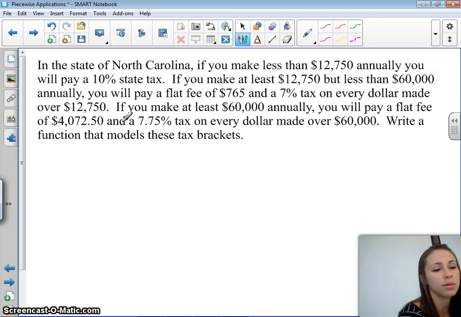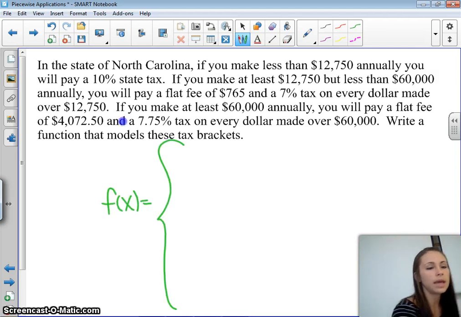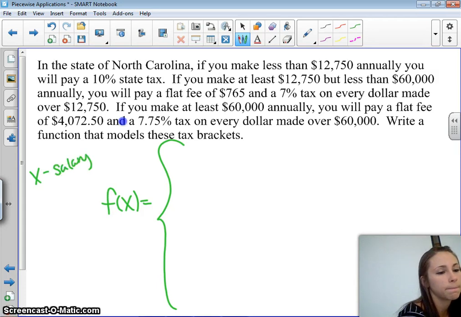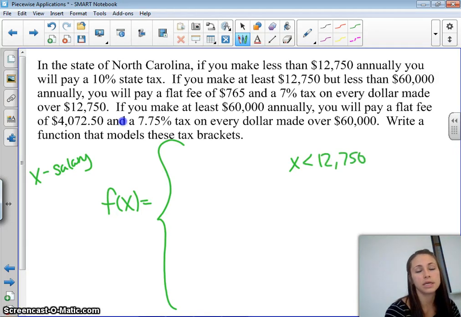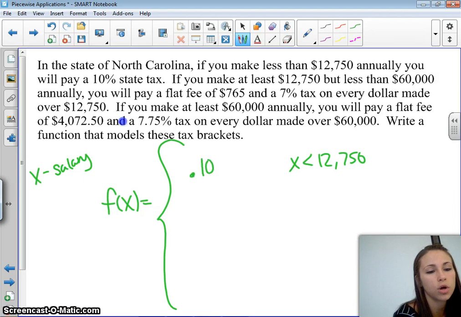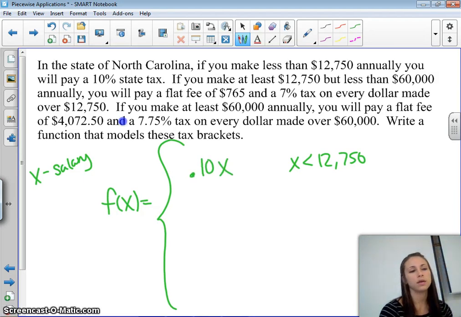So we want to write a function that models the tax brackets. So f of x equals, x is going to be the amount of money that you make, or your salary. Our first category is if you make less than $12,750. So I'm just going to write x is less than $12,750. Then you're going to pay a 10% state tax, so I'm going to say 0.10 times x. You just pay that flat 10% rate if you make less than that.